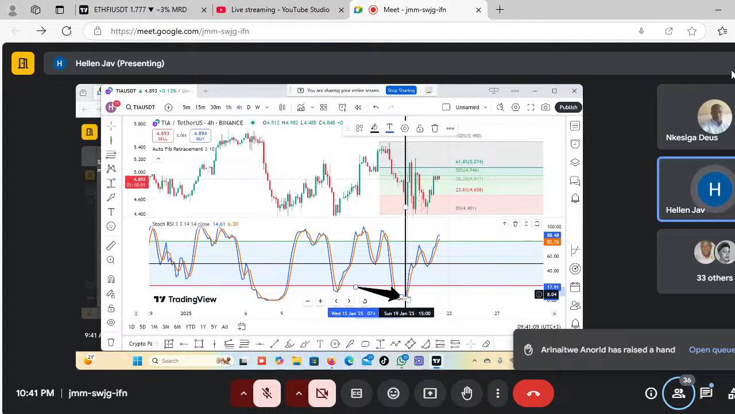So the next thing you're going to do, you're going to enter the market. When you enter the market, you have to know where you're supposed to exit from. Okay? Here the Fib indicator is going to be helping you to know when you can exit the market.